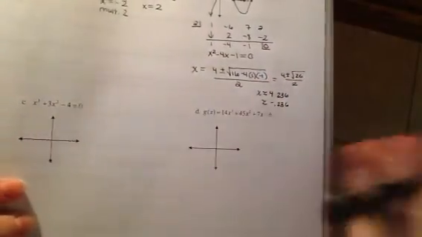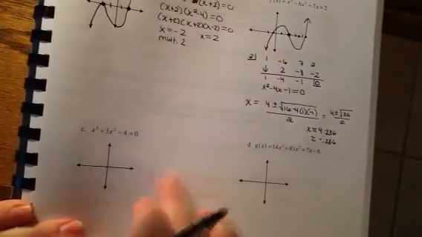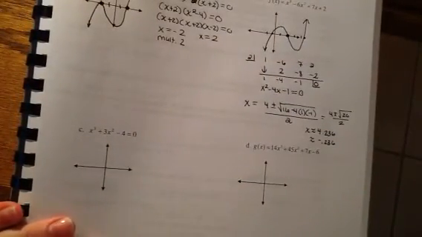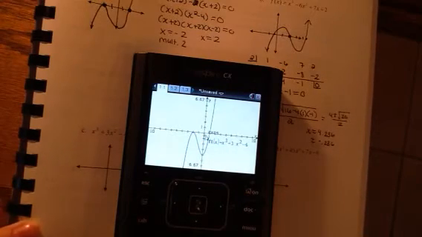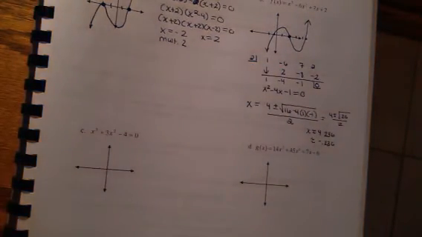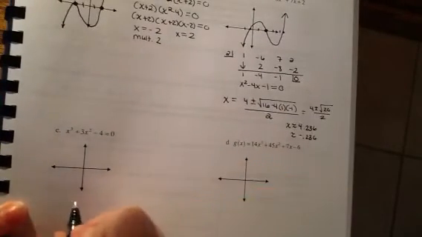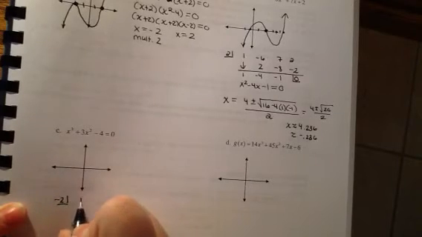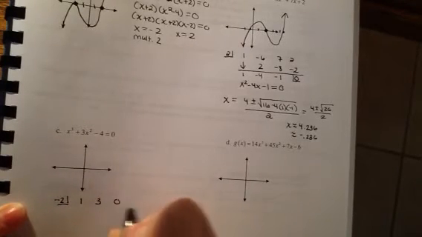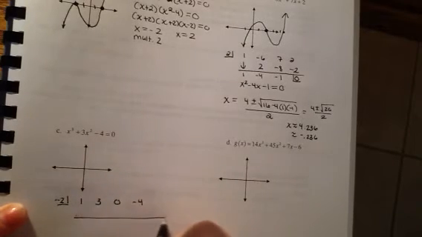Okay, for the bottom two. Okay, so for letter C, I had to do a very similar process. And I graphed it. And you can tell that 2 is a 0, but I bounced off it, so 2 should be a 0 twice. So what I'm going to do is I'll put negative 2 in the house to do synthetic division, and I'm going to put 1, 3, 0, because there's no x's, and negative 4.